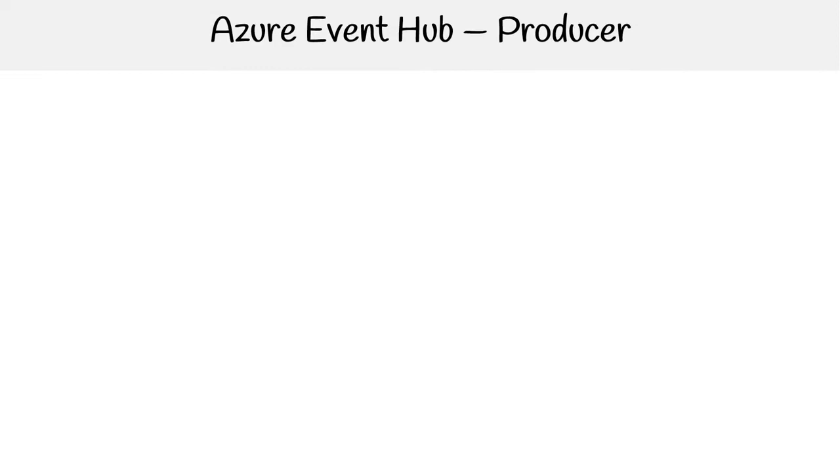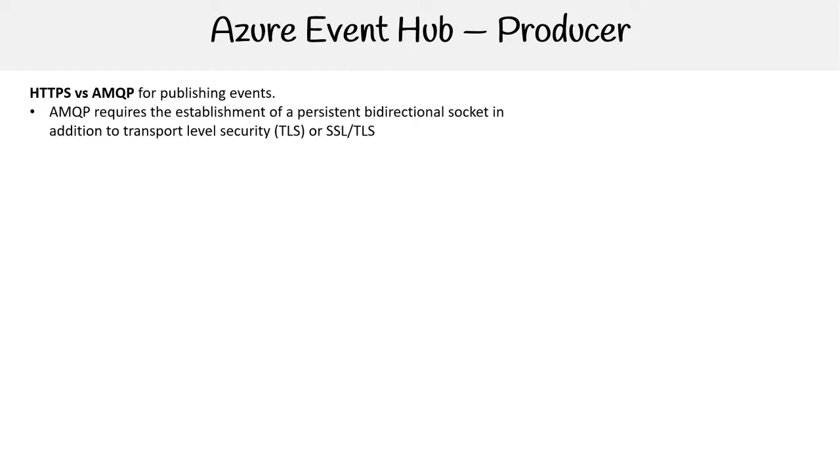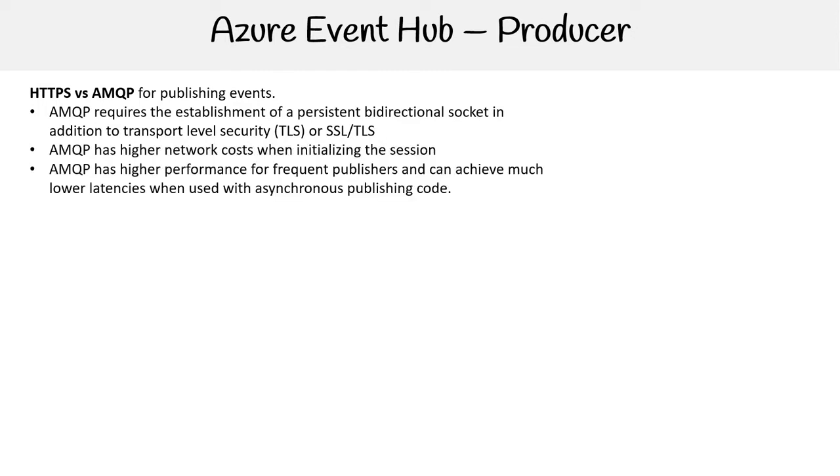Let's just talk about some other things. HTTPS versus AMQP for publishing events. AMQP requires the establishment of a persistent bidirectional socket in addition to TLS or SSL. AMQP has higher network costs when initializing the session. AMQP has higher performance for frequent publishers and can achieve much lower latencies when used with asynchronous publishing code. HTTPS requires additional TLS overhead for every request, so it's going to be up to you to decide whether you want to use the HTTPS or AMQP protocol.